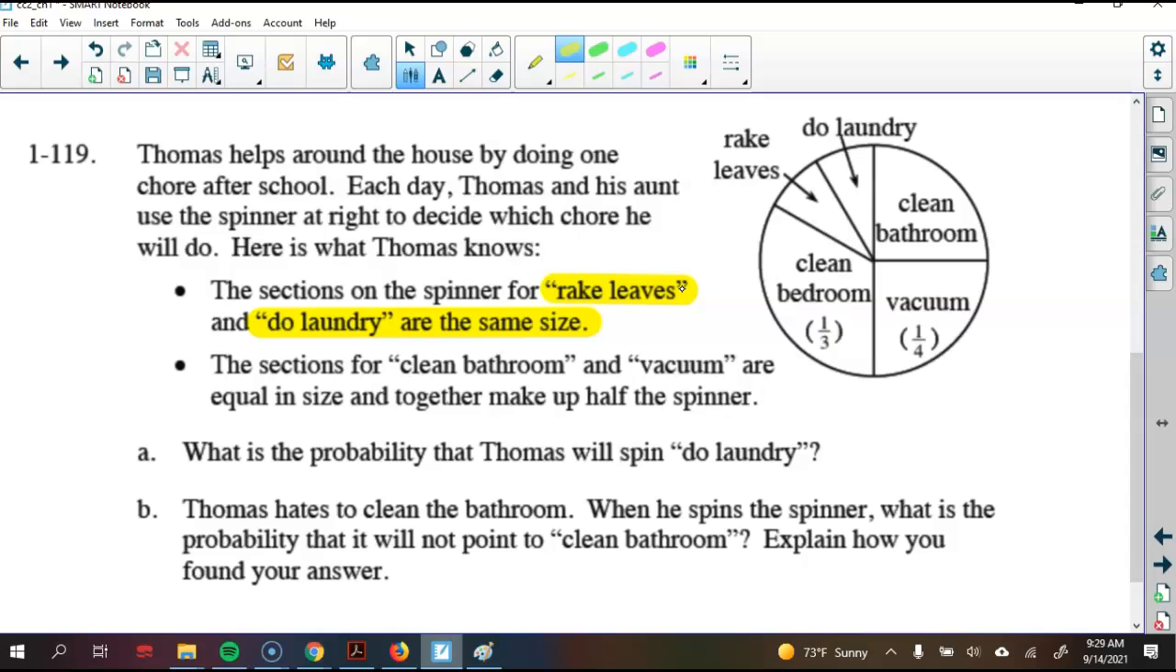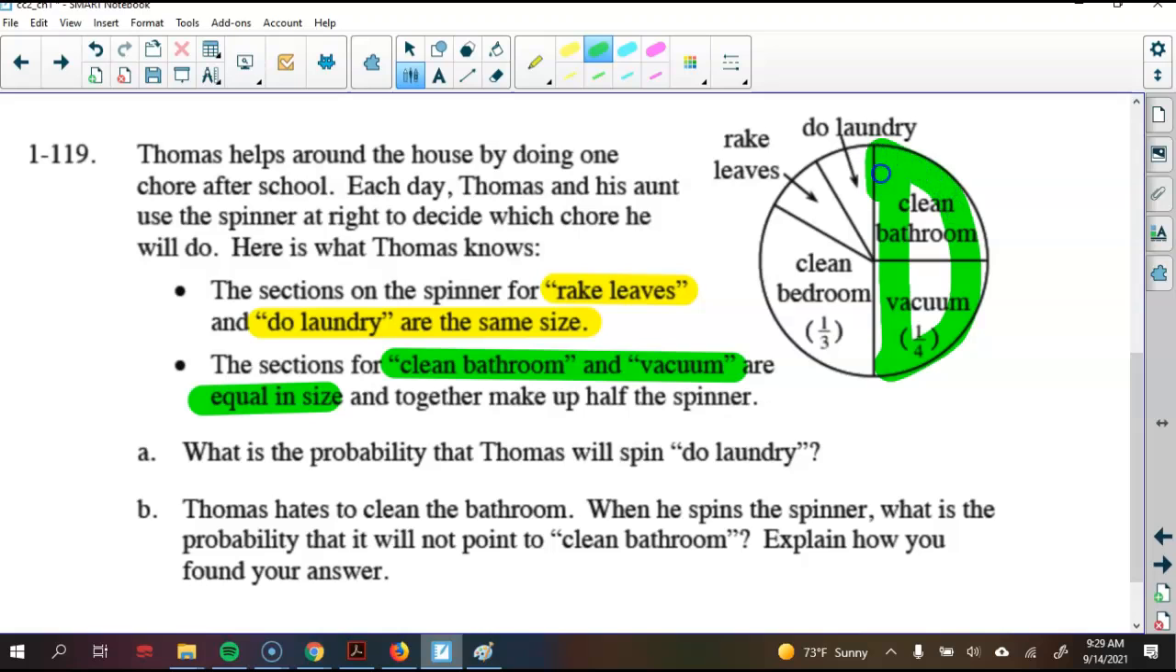And the sections for clean bathroom and vacuum are equal in size. Wait, what? The sections for clean bathroom are equal. Oh, clean bathroom and vacuum. I was mixing up clean bedroom. I got confused for a second. So, clean bathroom and vacuum make up half the spinner. Good catch, Jerome. That's probably important.